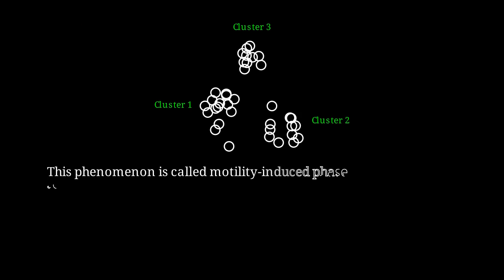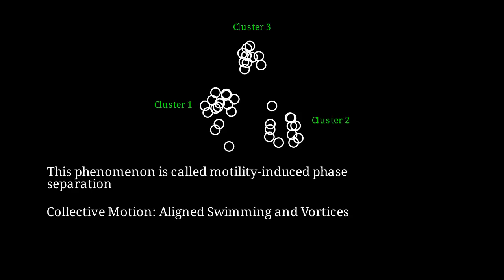This phenomenon is called motility-induced phase separation, or MIPS. It's a non-equilibrium phase transition unique to active matter systems. Another remarkable pattern is collective motion. When motors are sufficiently concentrated, they can spontaneously align their swimming directions, creating large-scale coherent flows.